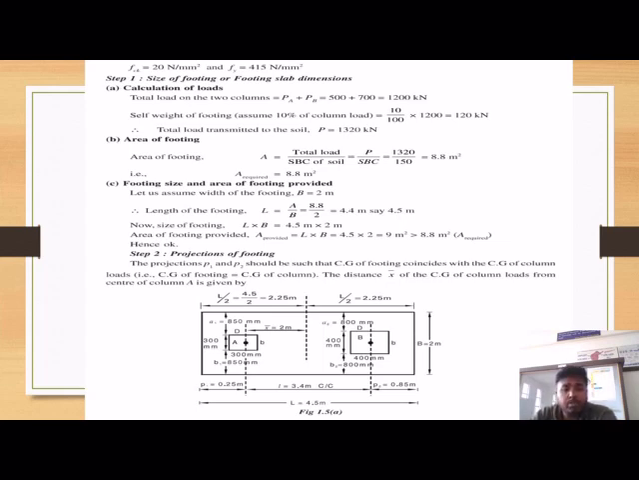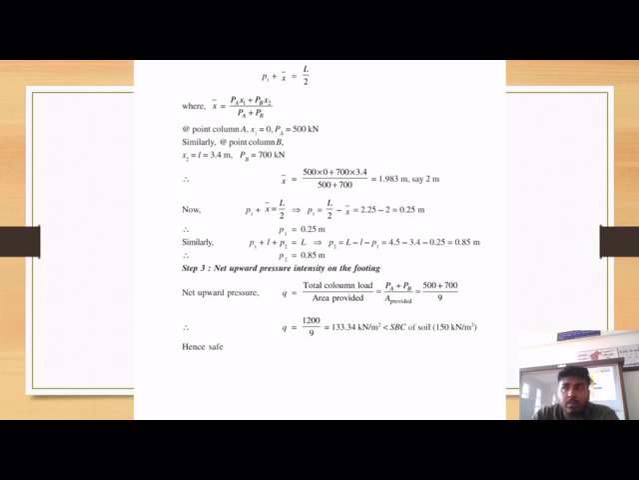The proportioning of P1 and P2 should be such that CG of footing coincides with CG of column loads. The dimension x dash of CG of column loads from center of column A is given by P1 plus x dash is equal to L by 2. x dash is equal to PA x1 plus PB x2 by PA plus PB.